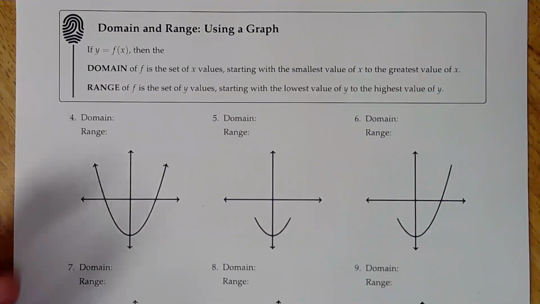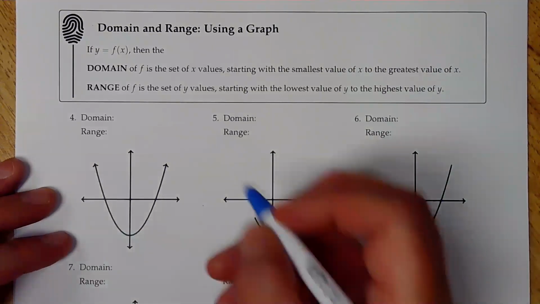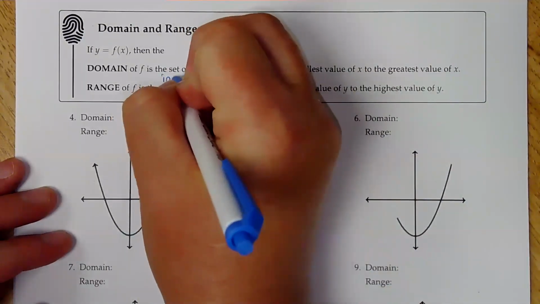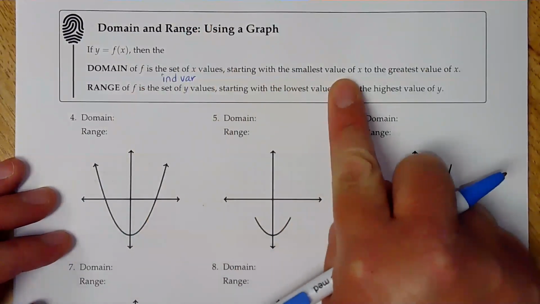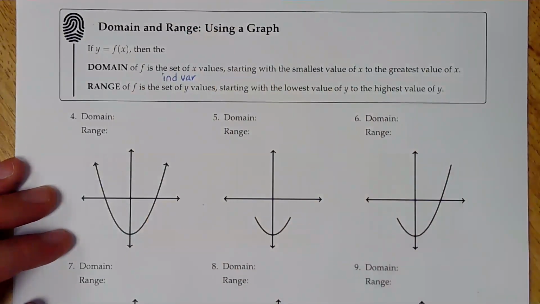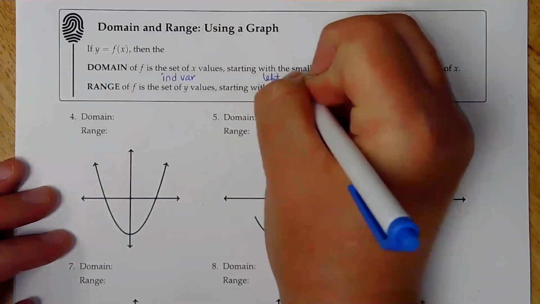All right, so let's look at how to find the domain and range using a graph. We're going to let y equal f of x. Then the domain of f is the set of x values. So this is our independent variable. And we're going to start with the smallest value of x and go to the greatest value of x that our function will use. So when you look at the graph, you want to look at it going from left to right.